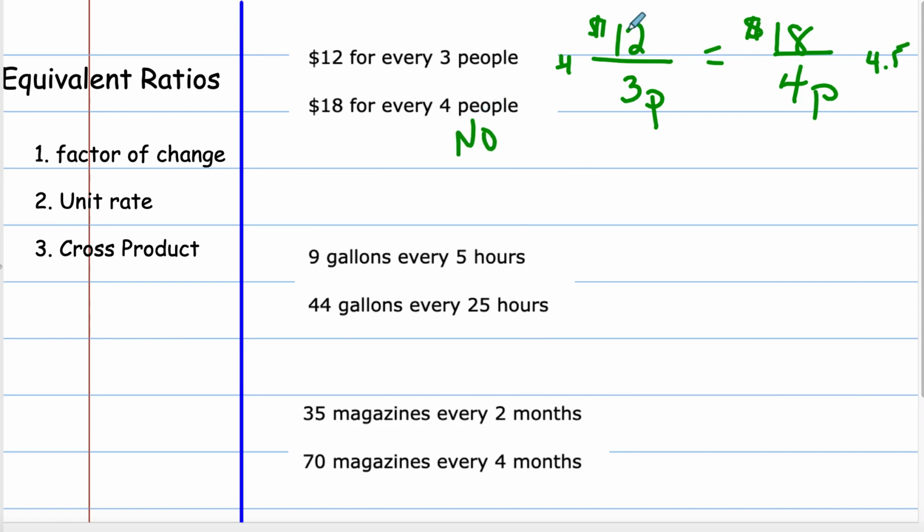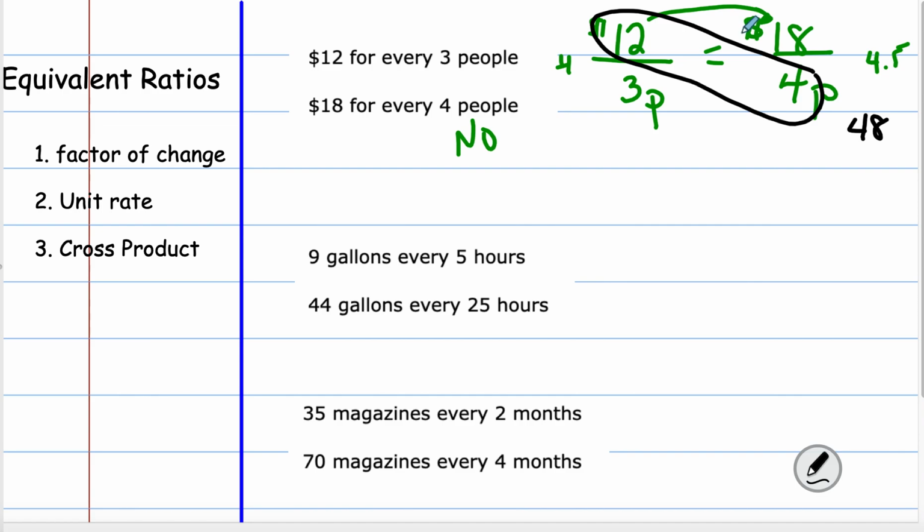Another way to do it is the factor of change. How did we go from 12 to 18? Well, you can't. So you could only simplify, but there is no factor of change unless you use a decimal point. Or the last way is you could multiply. 12 times 4 is 48, and 18 times 3 is 54. So again, the answer is no. Go ahead, stop the video and try the next two.